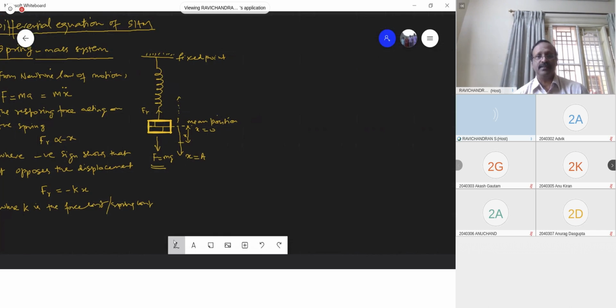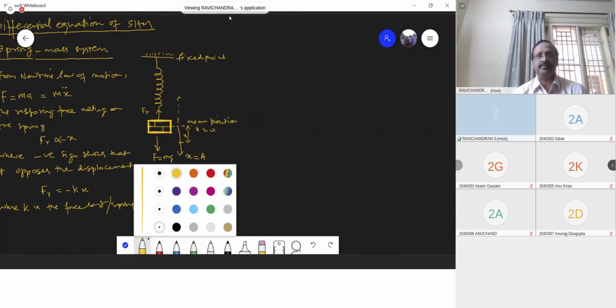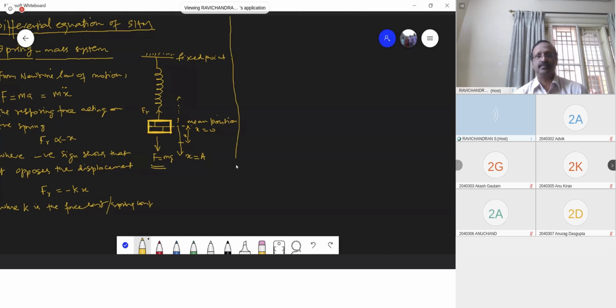Now I come to the other part. I have written k into x, so I want to infer what k is. So k I can write here is equal to f by x, correct? Modulus, if we take it, is f by x. F is Newton, so this must be Newton per meter. Remember, the unit of this one is Newton per meter, because we want to make use of that later also.